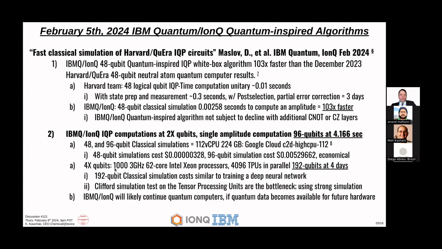So at 4x qubits, to get to the 192, now you're talking about substantial hardware to simulate, and 1,003 gigahertz, 62 core Intel Xeons. This is very serious classical hardware. 4,000 TPUs in parallel. And it took 4 days, which again, they're saying cost and time, very similar to what it would take to train a deep learning neural network.